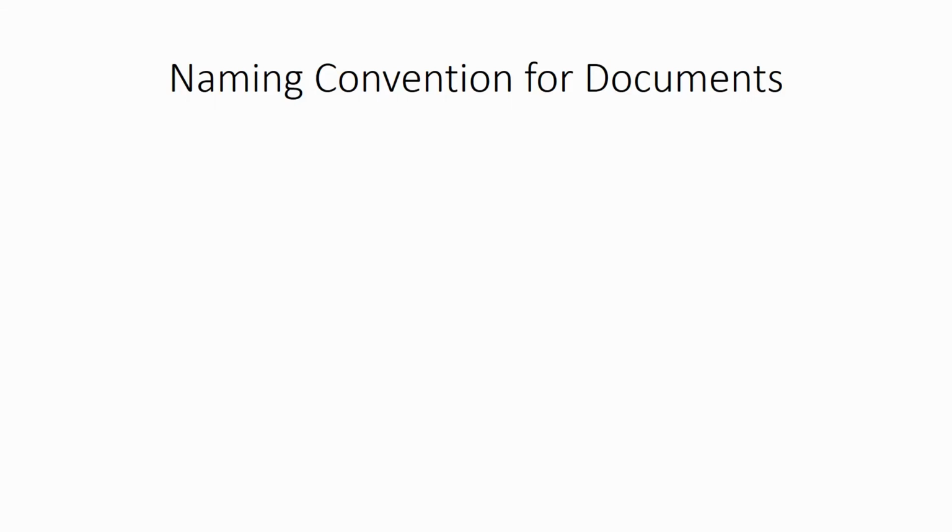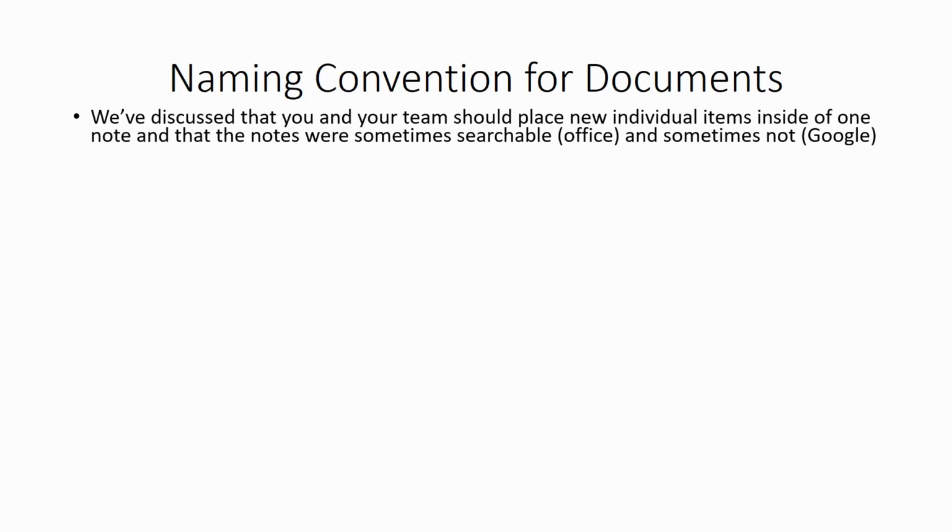In this video, we're going to be discussing using a naming convention for documents and files that you upload into Evernote in the team shared space. We've already discussed the fact that you and your team should place individual items inside of one particular note, and that those notes were sometimes searchable in the case of an Office document, and sometimes they weren't in the case of a Google document. But now, how should you classify those specific documents within the actual note?